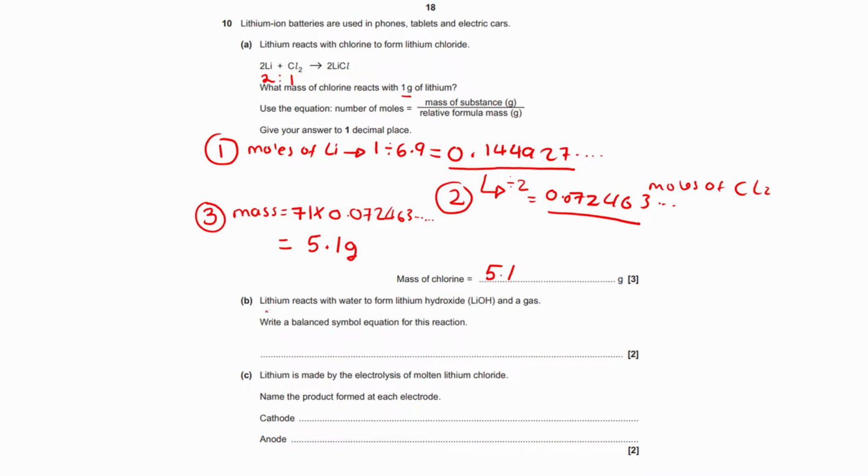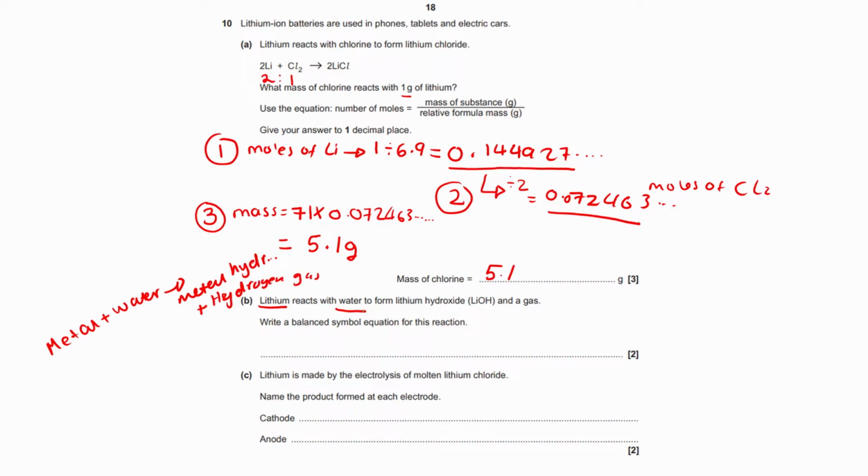The second part of the question is: lithium reacts with water to form lithium hydroxide and a gas. Write a balanced symbol equation for this reaction. We know lithium is a metal and it reacts with water. When a metal reacts with water, metal plus water, it gives a metal hydroxide plus hydrogen gas.